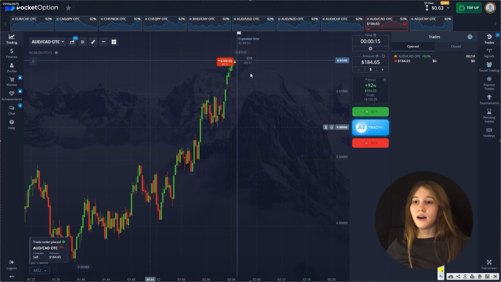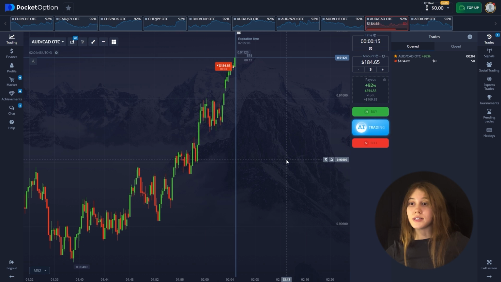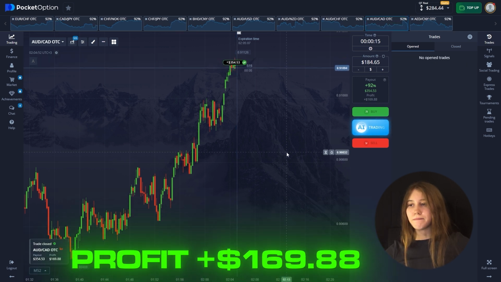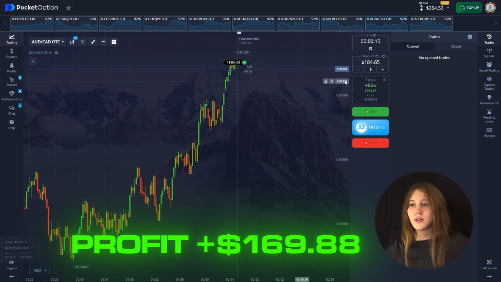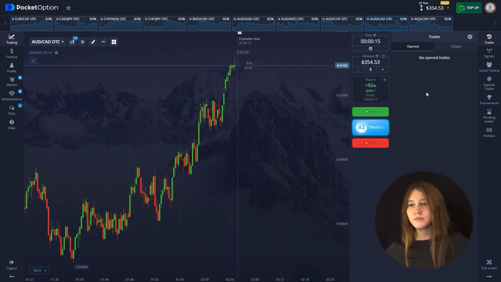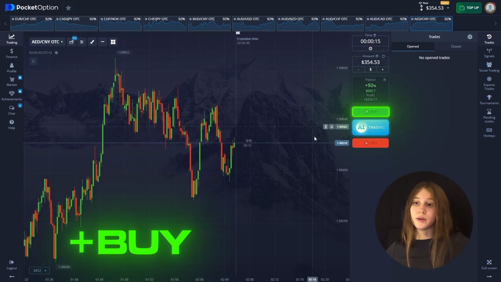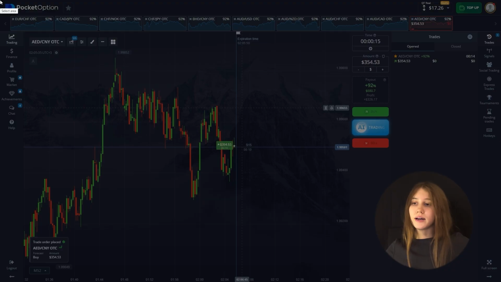This concept, open deal down. We see some points and candles are decreasing. So $354. We increase our deal amount, and we move on to the last concept.